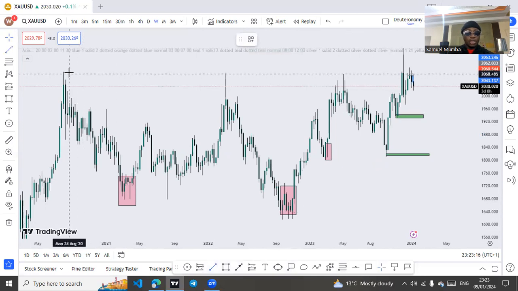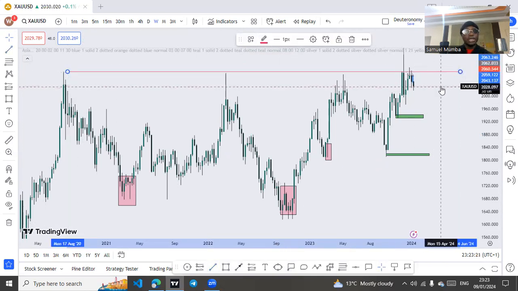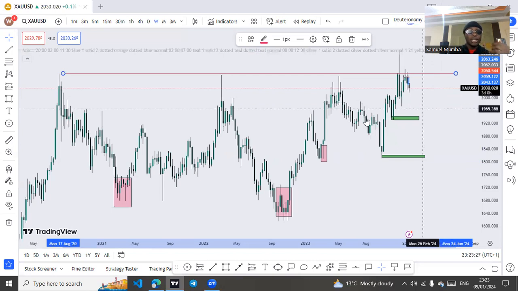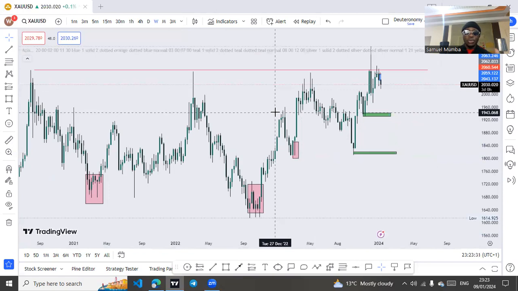This level here has been a level gold has failed to break for many years, since 2021, okay? So gold has been failing to break this level since 2020. Now, we don't see any reason why gold should break this level, because this is a level of strong support level, or let me say supply zone, okay?